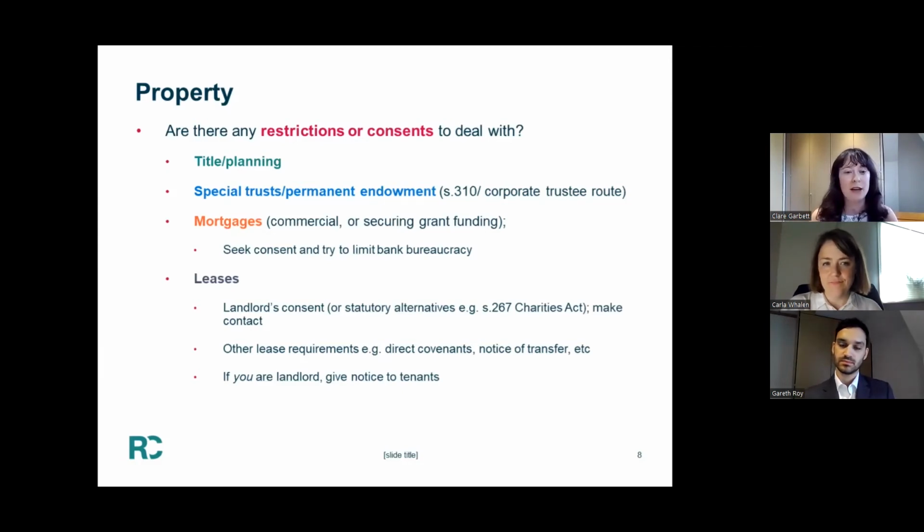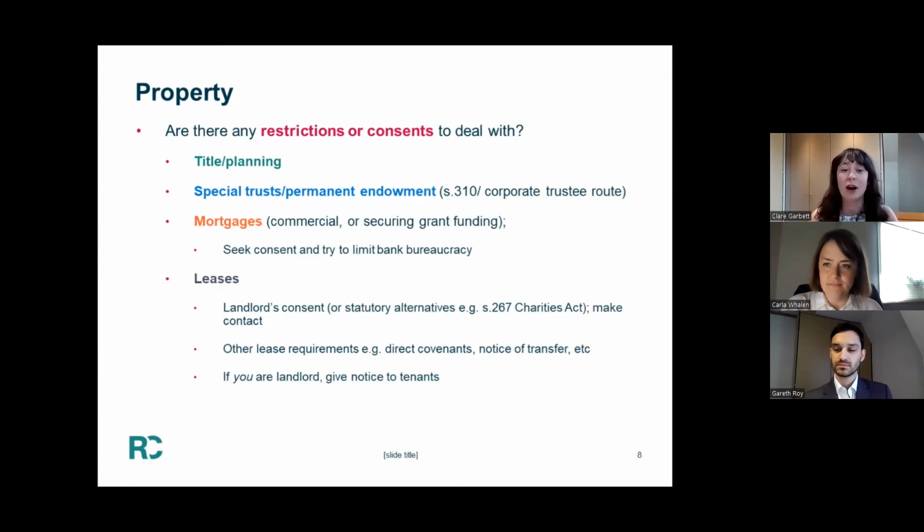Then on mortgages, you might have an actual commercial mortgage with a lender, or you might have something that secures grant funding that was given to you in the past. Generally, that'll be on the title, and it'll prevent you transferring the title without getting the lender's consent. So you'll need to approach the lender, and often banks in particular can be really difficult in that scenario and can insist on not only taking their charge off and putting it back on again, which they don't technically need to do, they can novate it instead, and also just trying to redo all of the due diligence that they did to start with.